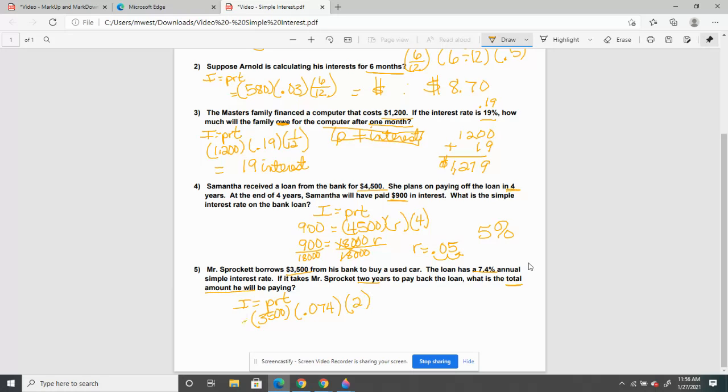So let's multiply those and calculate his interest. And if you multiply all of those, you get $518. His principal that he started off with was $3,500, because remember the principal plus the interest is the total cost, and his interest is $518. And if we add those together, we get $4,018, which is what he pays after 2 years for that used car.